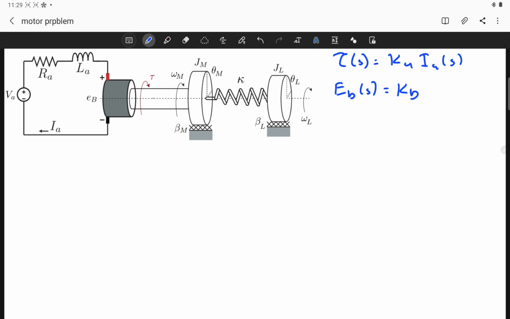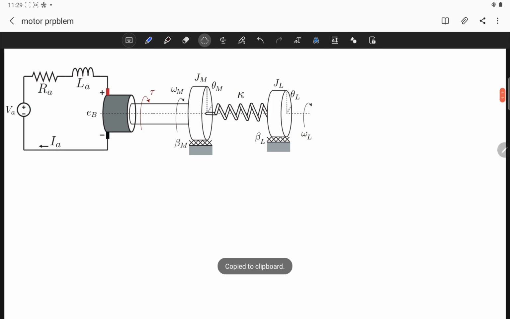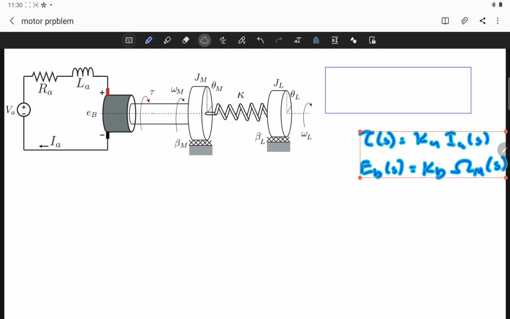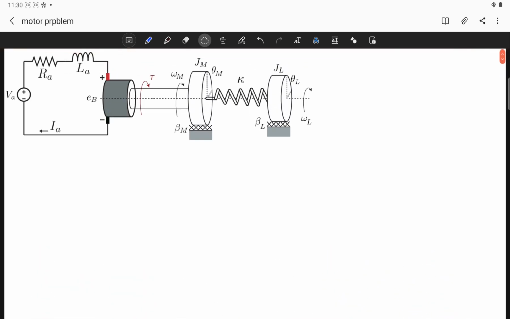And we know that back EMF voltage is equal to some constant Kb times the angular speed that's technically measured at the motor shaft. In this case, this is omega m. So if we take the Laplace transform, it's equal to this. Okay, this is the first equation that we need to model this system. Let's copy it. Let's cut it here. Okay, that's good.